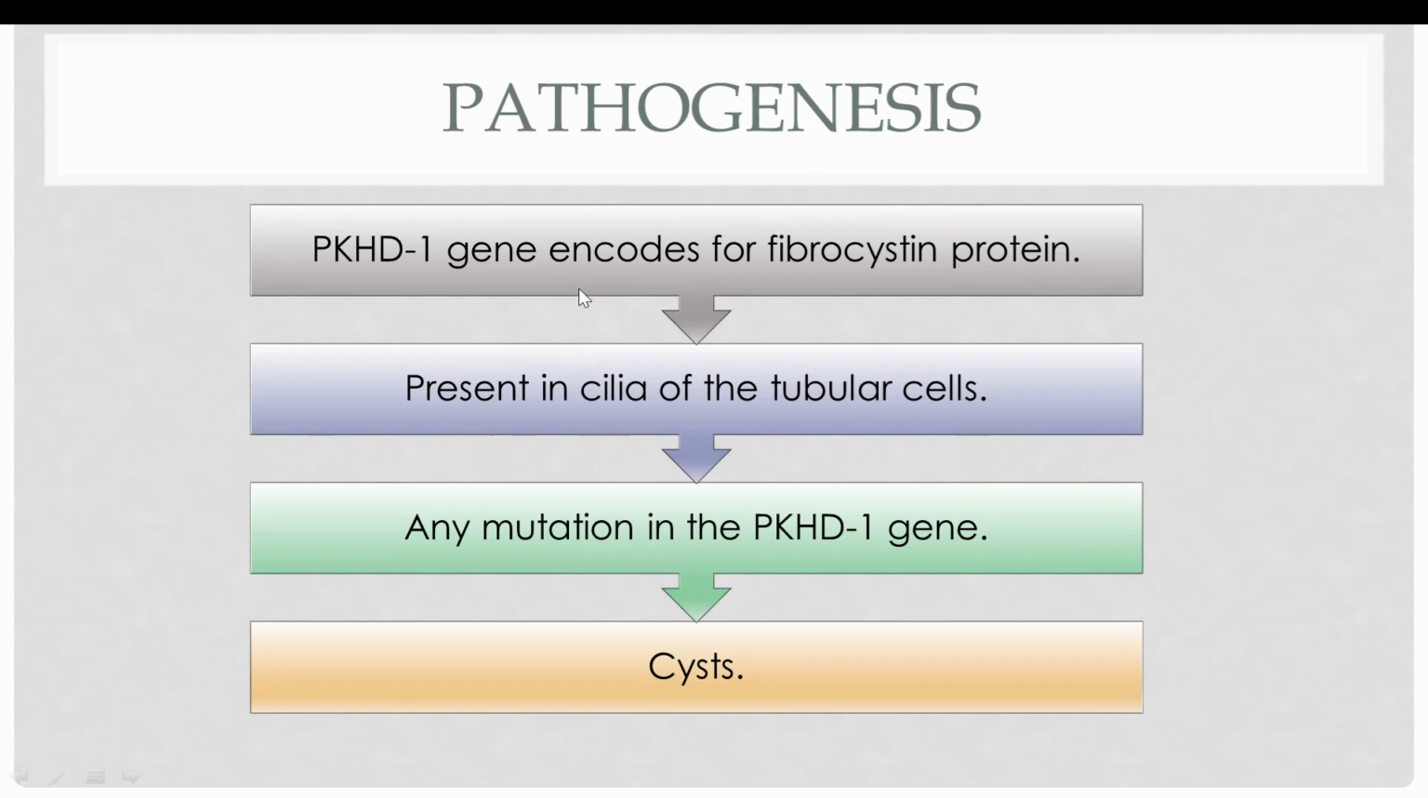Coming on towards the pathogenesis. So the gene involved in the pathogenesis is PKHD1 gene. The gene encodes a protein known as fibrocystin protein. The fibrocystin protein along with polycystin protein constitute the cilia of tubular cells. These cilia protrude in the lumen of the tubules. So the mutation in PKHD1 gene results in the defective synthesis of the cilia and ultimately results in the formation of cysts.